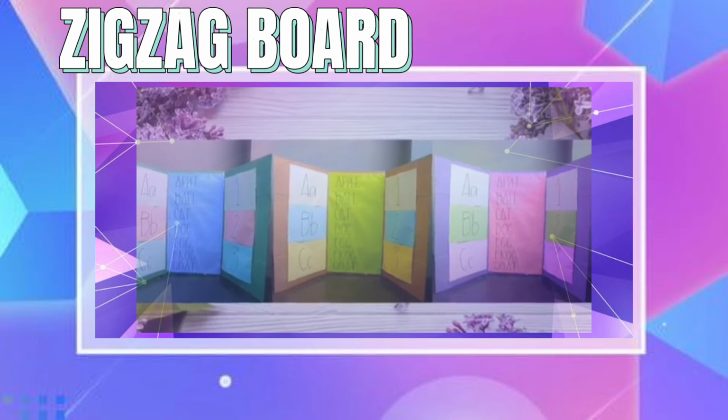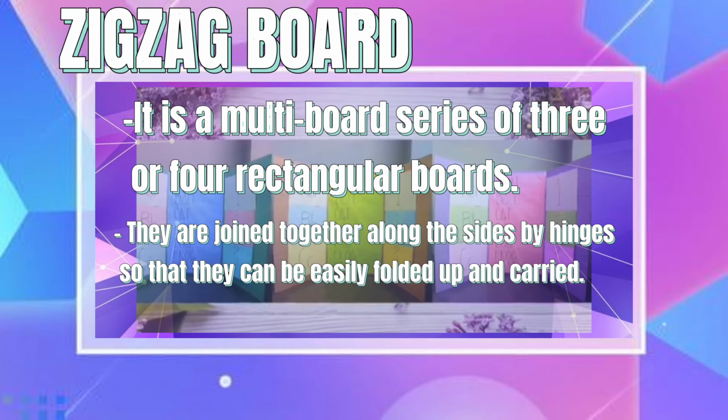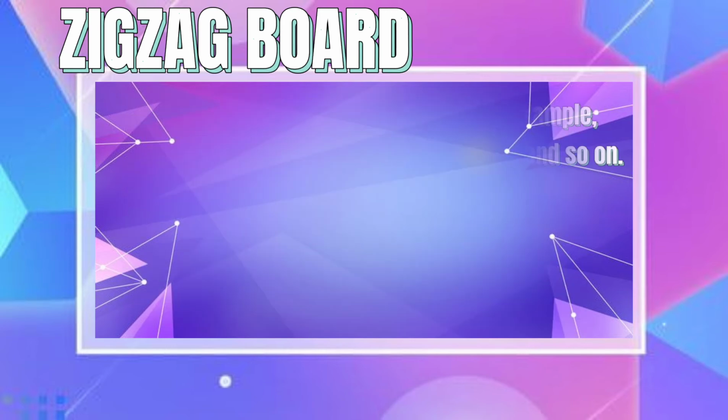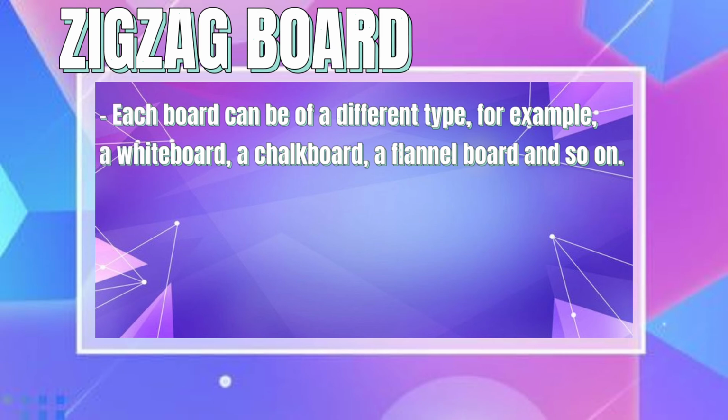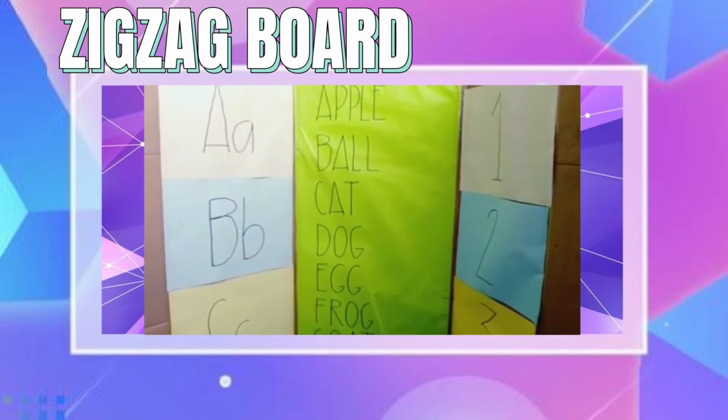So next is number 5, the zigzag board. A zigzag board is a multi-board series of 3 or 4 rectangular boards. They are joined together along the sides by hinges so that they can be easily folded up and carried. Each board can be of a different type, for example, a whiteboard, a chalkboard, a flannel board, and so on. The size of the boards for the zigzag multi-board depends on what you want to use them for.